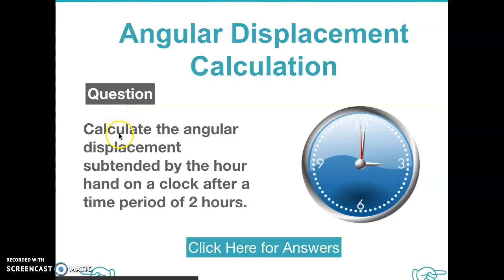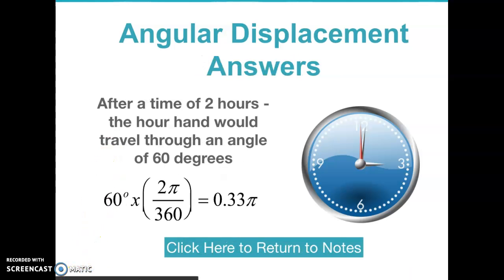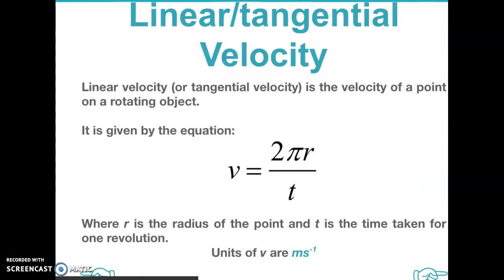Have a look at this question. Calculate the angular displacement subtended by the hour hand on the clock after a time period of 2 hours. What is the angular displacement covered at that time? Hopefully you got that right. It's 0.33 pi radians. So that's what we refer to as angular displacement.